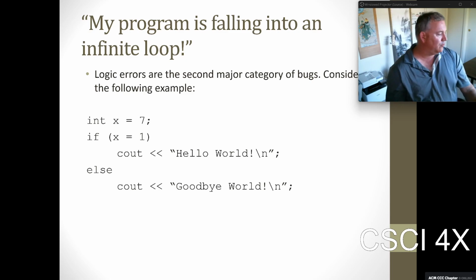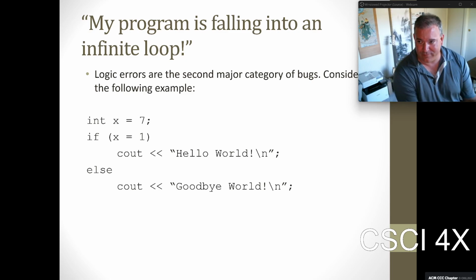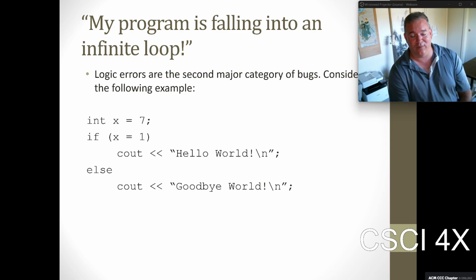So is 1 true or false? Is the number 1 true, or is the number 1 false? What do you guys think? What do you remember? It is true. And so every time you run this code, it will print out hello world instead. And as a side effect, your x is now 1. You thought x was 7. It's not. It's now 1.